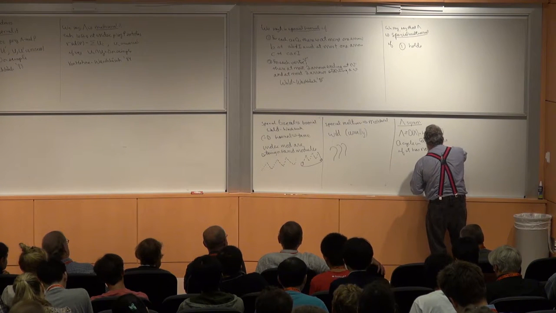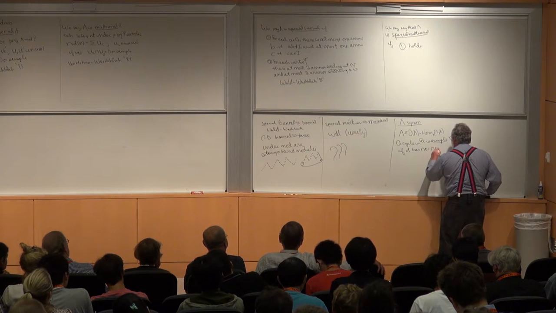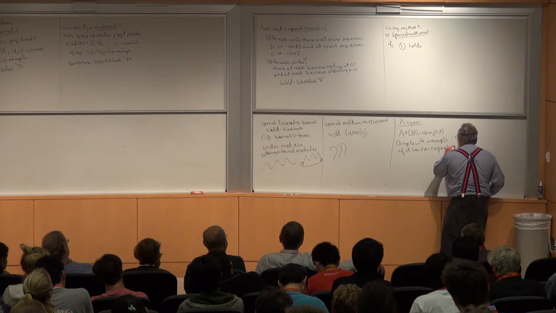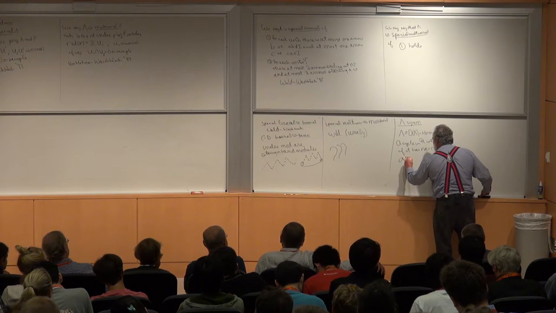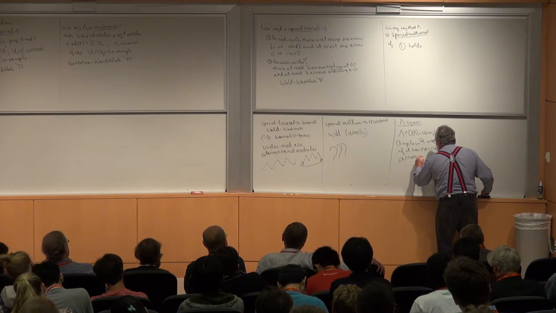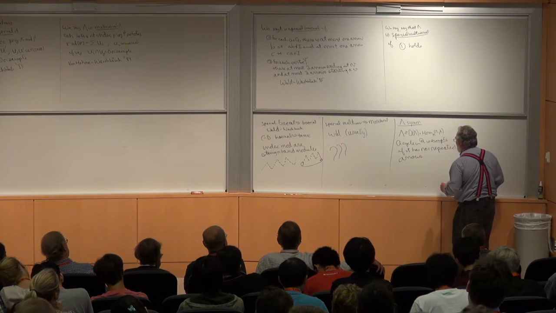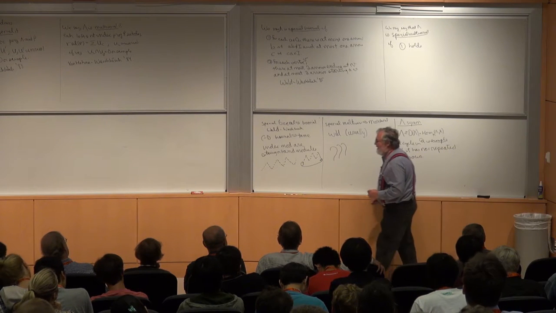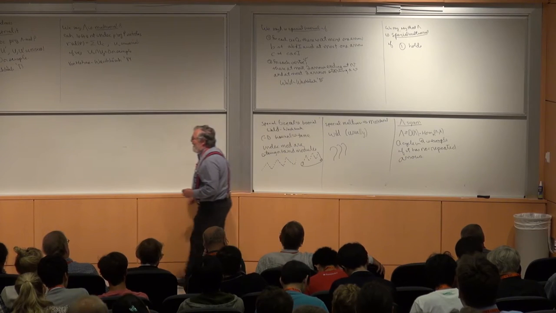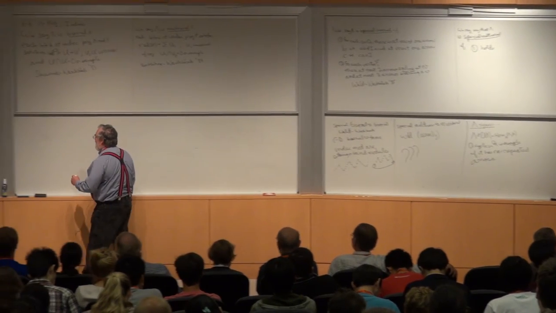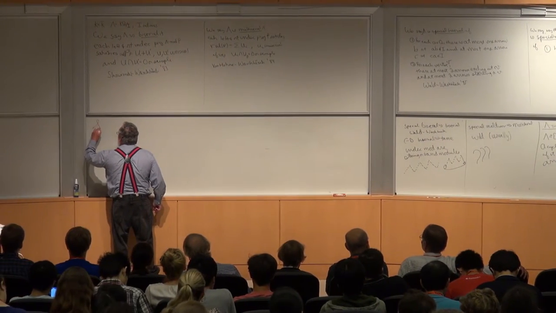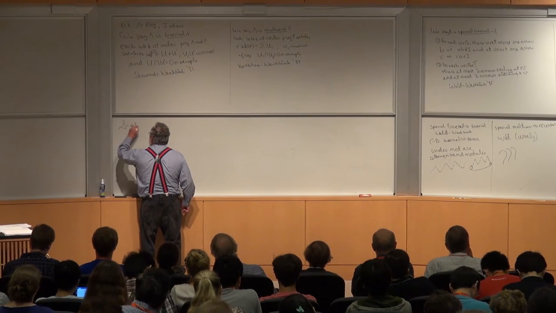I can spell it. No repeated arrows. It could have repeated vertices, but I'll use the word simple cycle to mean that. And what I want to do is take a set of simple cycles. So S will be a set of simple cycles.